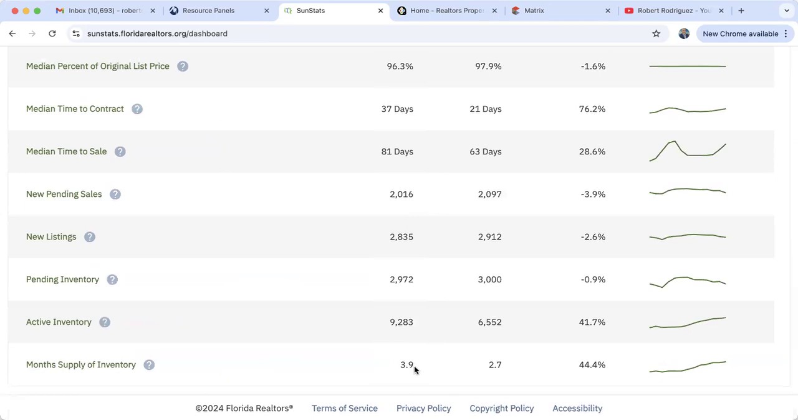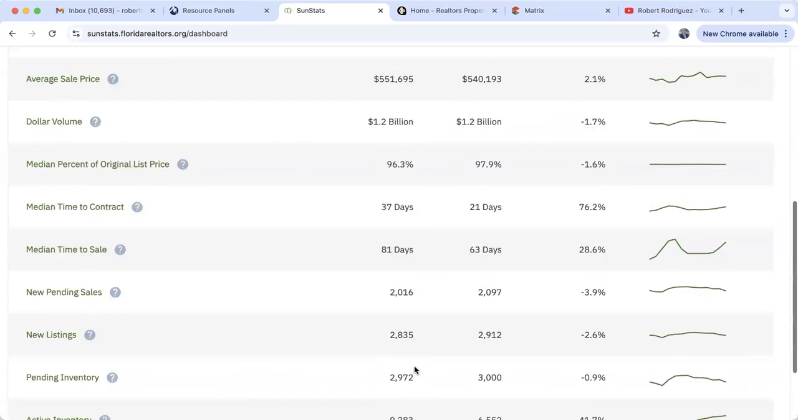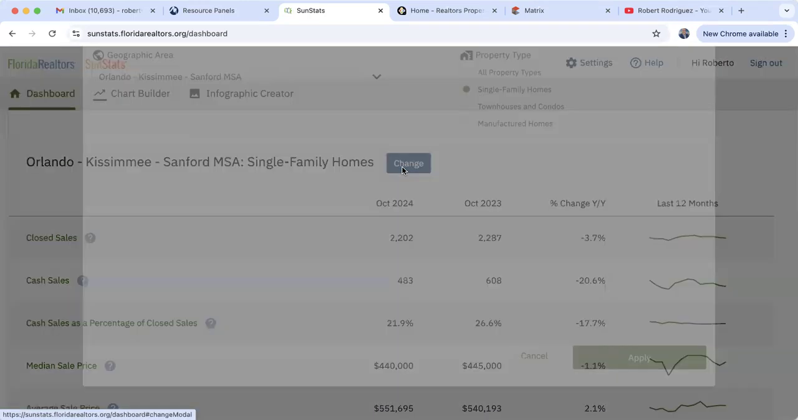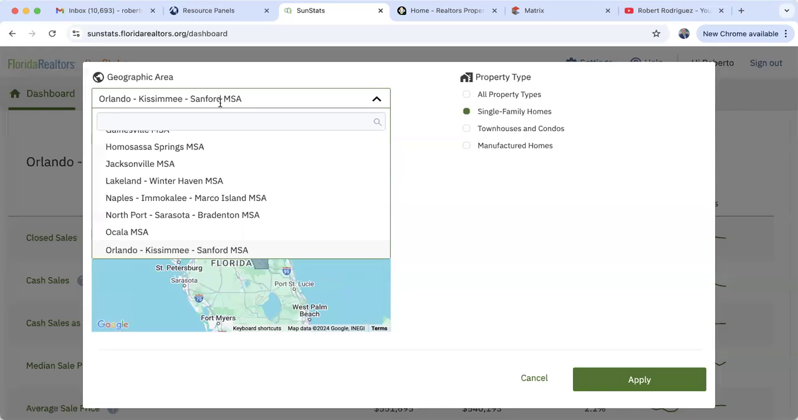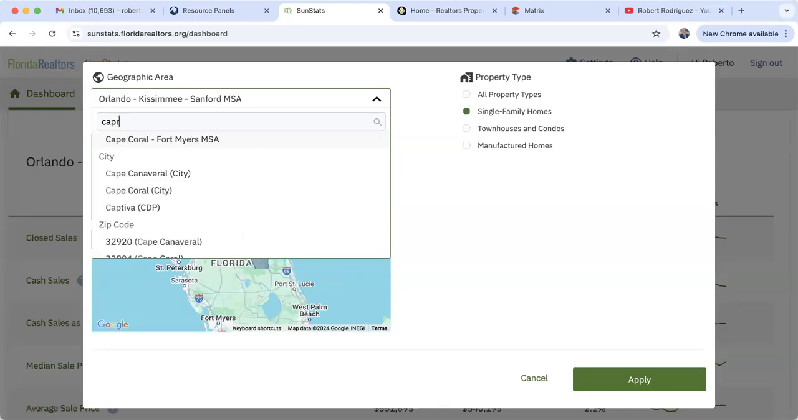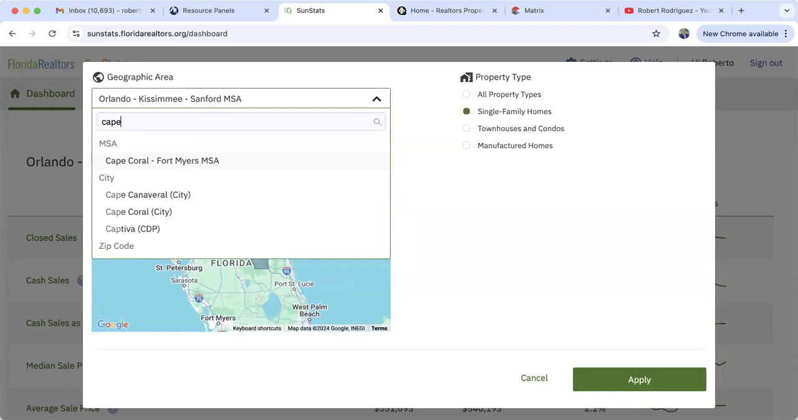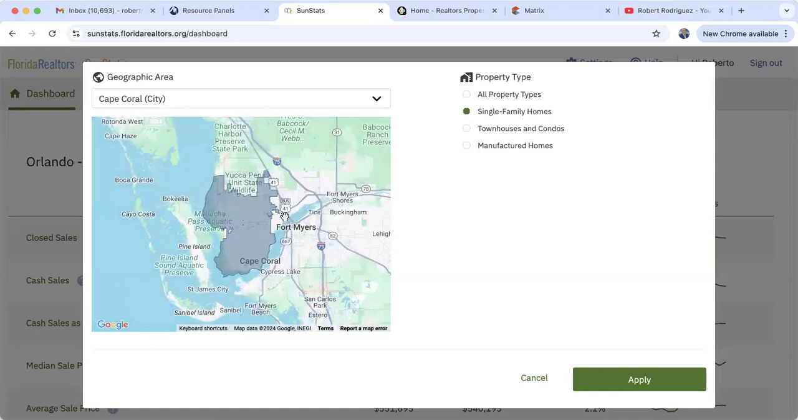They have 3.9 months of inventory. We have 5 months of inventory. So you can start to compare the areas. Let's say you have someone that's looking to maybe relocate to Cape Coral, right? We're gonna go ahead and look for Cape Coral, and let's go straight to the city of Cape Coral. We don't want the whole general area. We just want Cape Coral.